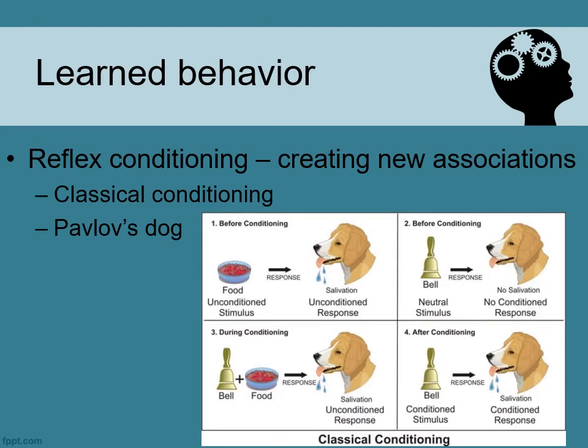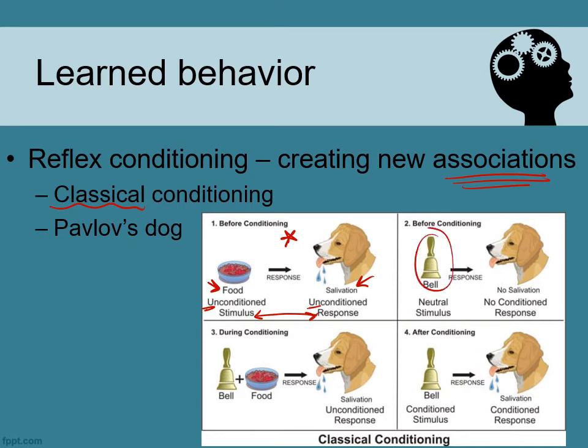Reflex conditioning, which is sometimes also known as classical conditioning, is Pavlov's investigation. So this is all about creating new associations for reflexes that already exist. So this was an innate response. The smell of the food led to the dog drooling. We called this unconditioned because this stimulus led to this response. It was innate. What happened was that Pavlov added a bell to the food.